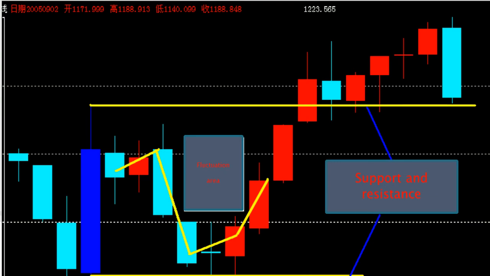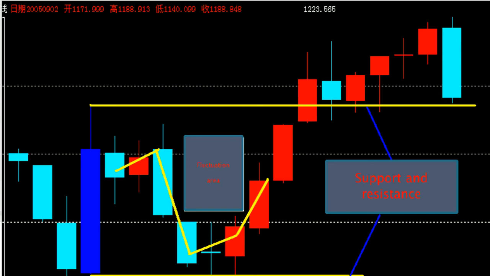This is the blue candlestick, right? So here is the strong support. So here is the strong resistance. If you see the price moves during this period, this is the fluctuation area around this one. If you see the price sideways during this candlestick, so this is the fluctuation area. This is the strong support, strong resistance.